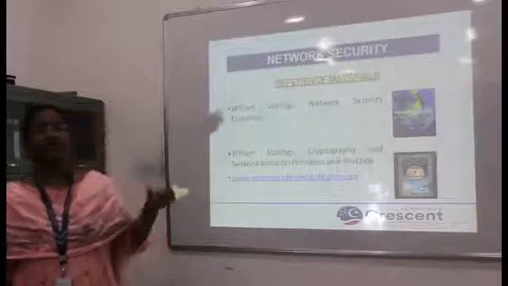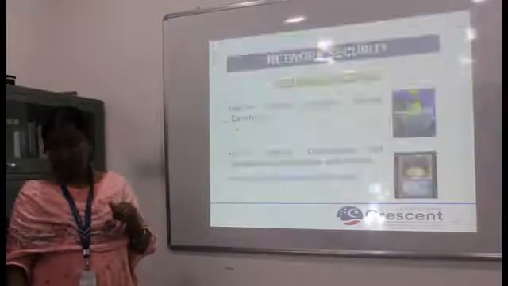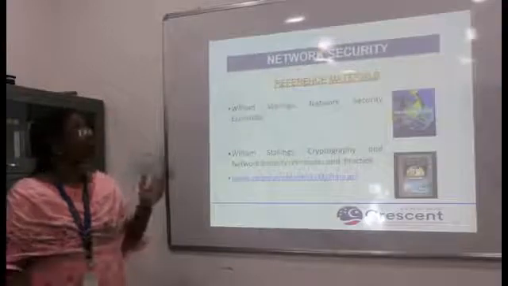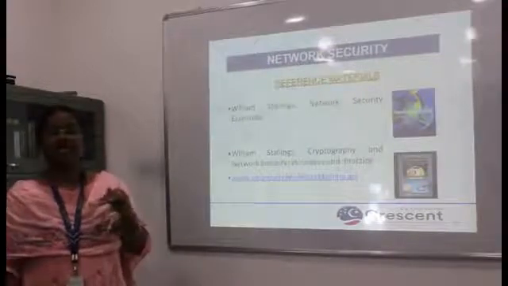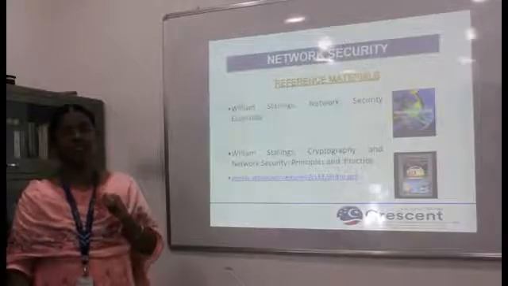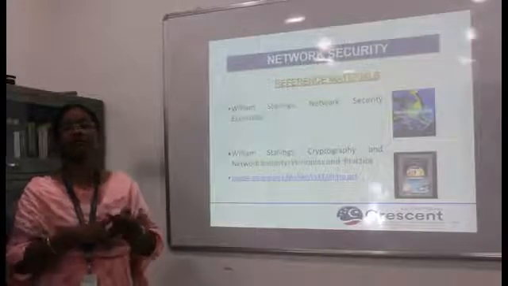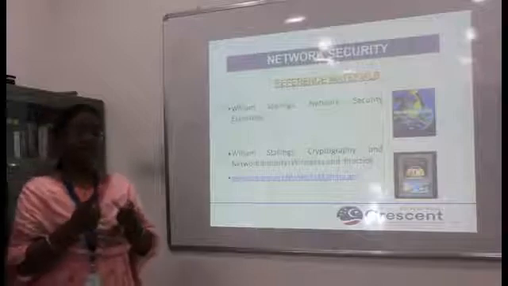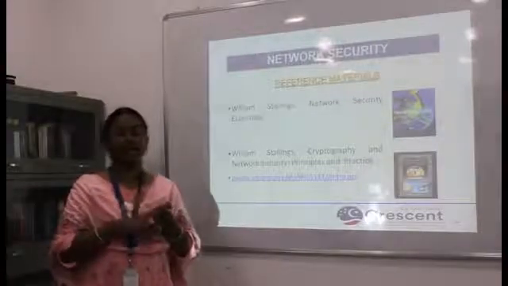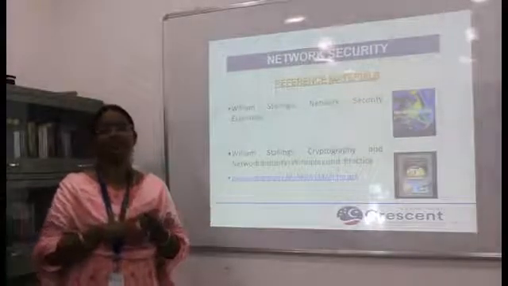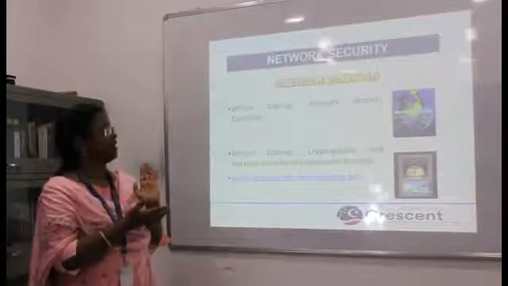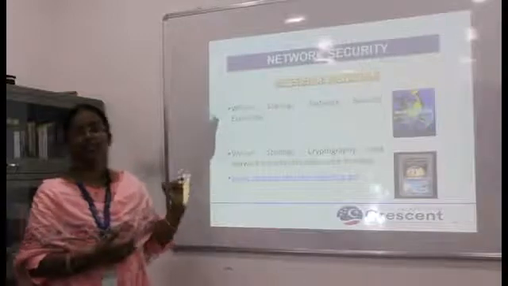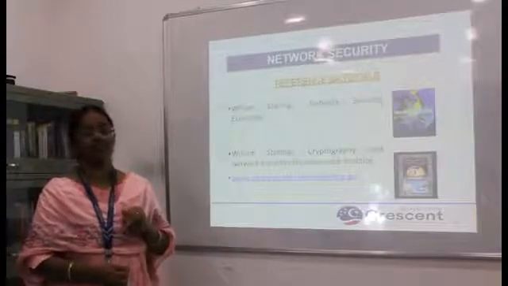Now we have come to the end of this session. Before concluding, we will summarize what we have done. We started with the definition of network security. We looked into the purpose of network security. Then we had the OSI framework, which involved attacks, mechanisms and services. So with that, we have come to the end of the basic concepts of network security.